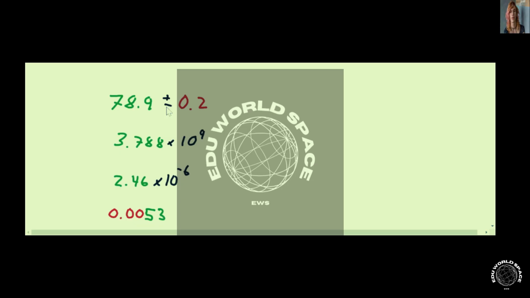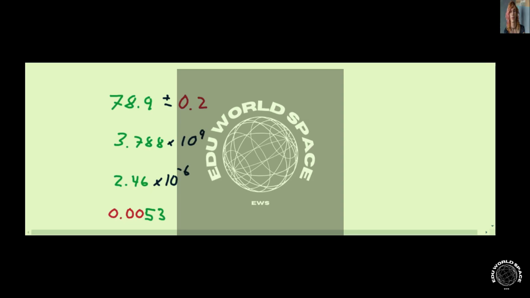But the important thing about this first one is that this estimate, this plus or minus 0.2, does not contribute to the significant figures. In a lot of experimental physics, there's some uncertainty in your numbers, so you include this plus or minus value sometimes just to give yourself a little bit of leeway when presenting data. But the point is that this number here, 78.9, is really the only number that actually contributes to the significant figures.